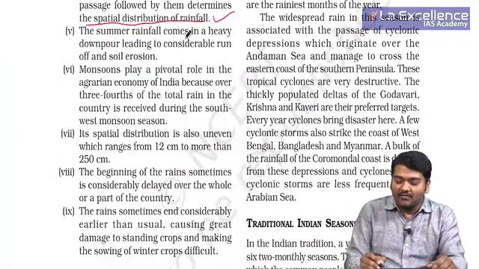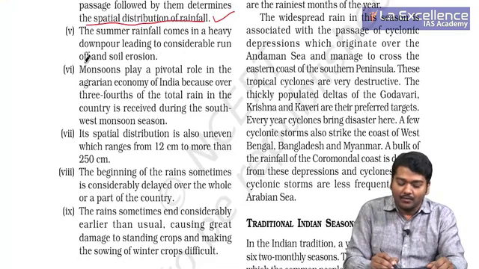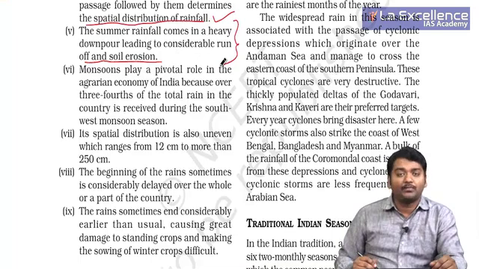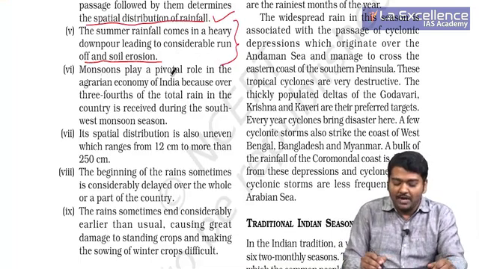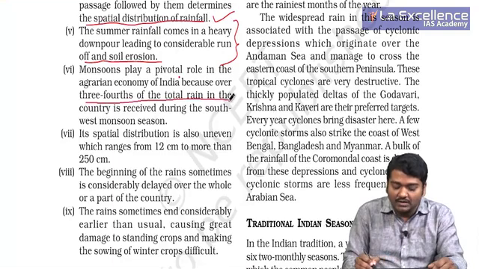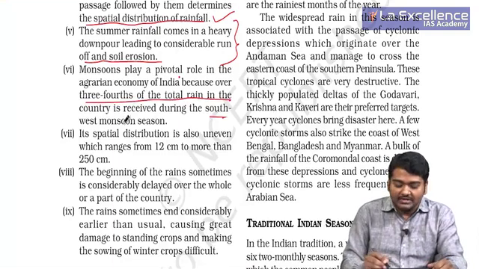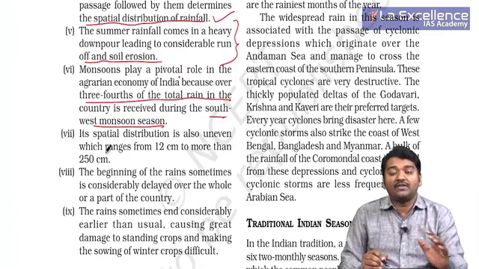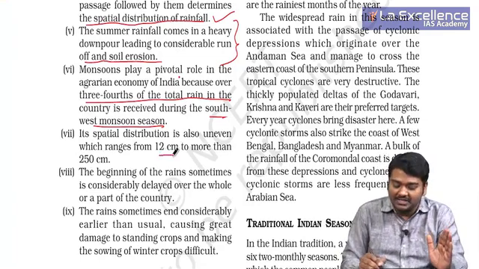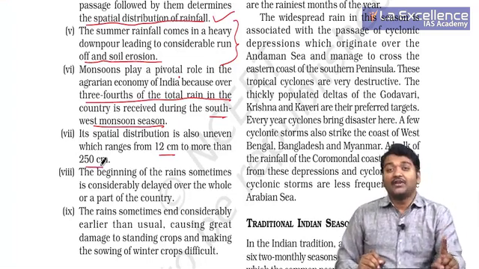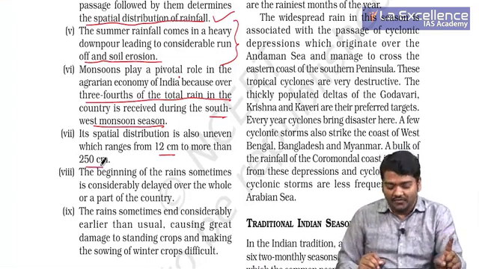The summer rainfall comes in a heavy downpour, leading to considerable run-off and soil erosion. Very, very important for us. Monsoons play a pivotal role in the agrarian economy because three-fourths of our total rain is usually received during the southwest monsoons. Its spatial distribution is also uneven. In a few regions it gives only 12 centimeters, but it gives 250 centimeters in different parts. Because of this, different rainfall is observed in different regions.